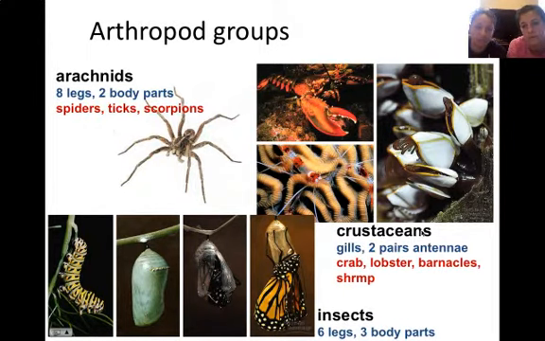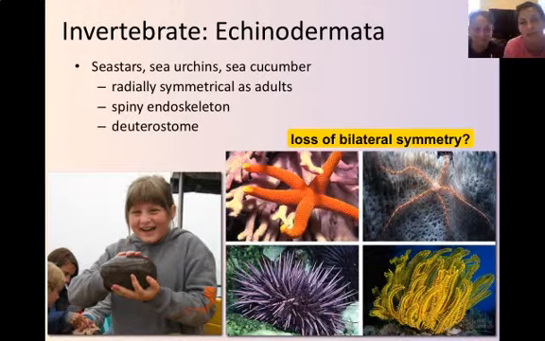The second arthropod group would be the crustaceans. They are specialized because they breathe through gills, and they have 2 pairs of antennae. These are crabs, lobsters, barnacles, and shrimp. The last of the arthropod groups is insects. These have 6 legs and 3 body parts, as opposed to the arachnids that had 8 legs and 2 body parts. So that's how you can tell the difference between an insect and an arachnid.